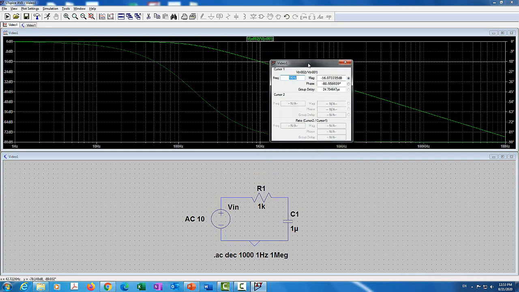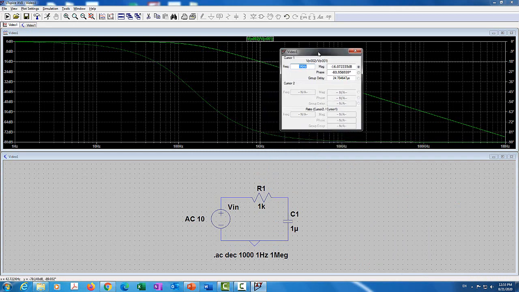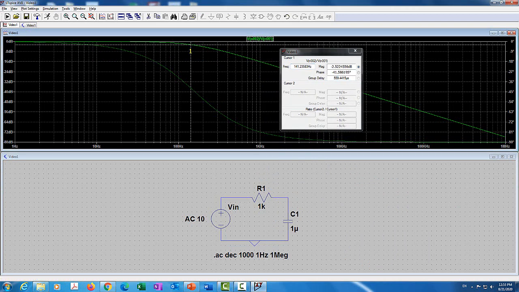This is called the cursor. And then I can move the cursor until I hit the negative 3 dB. So I'm gonna move the cursor here, and I need to read that the magnitude over here is gonna be negative 3 dB. At the negative 3 dB frequency, the phase here is gonna be negative 45 degrees.